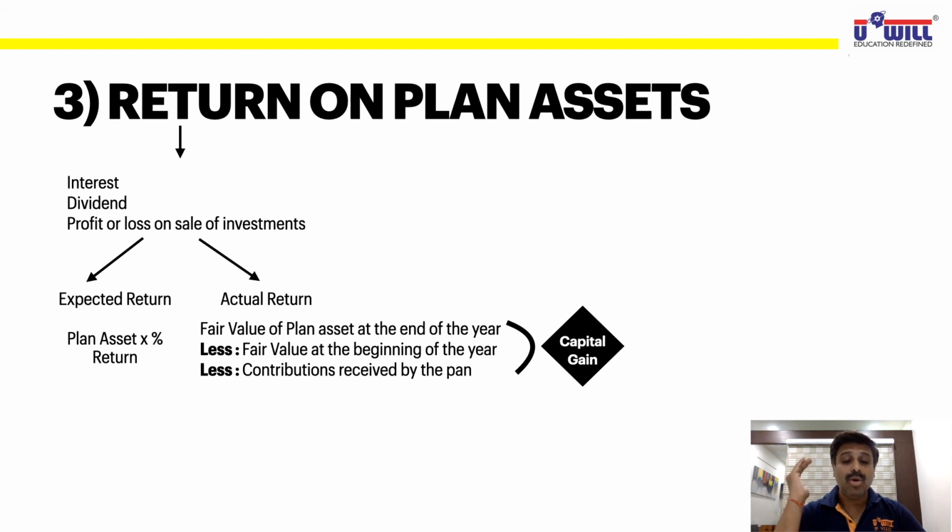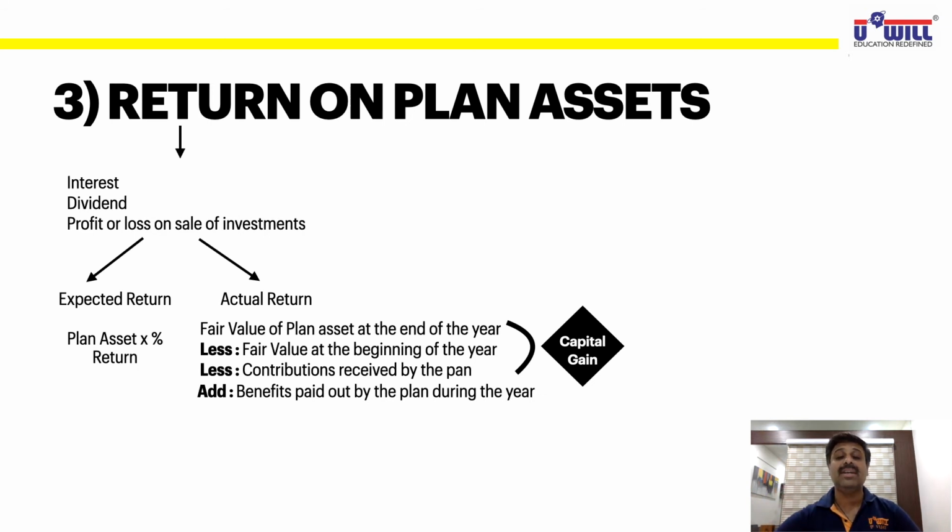Yes. So fair value of plan assets at the end of the year minus fair value of plan assets at the beginning of the year minus contributions received by the plan, means the money which you have invested during the year, will give us capital gain. Plus, let us say benefits paid out by the plan during the year, means you have received interest or dividend of 30,000 rupees during the year also. So 20,000 plus 30,000, 50,000 is the actual return what you have earned in this investment. Okay. So this is how you'll find the actual return on investments.